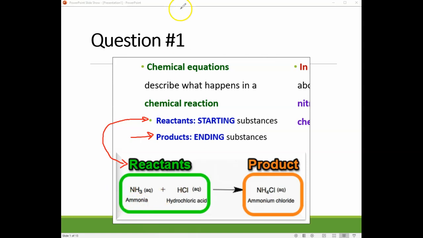So in this case, ammonia and hydrochloric acid are what we are starting with, our reactants. Whereas over here we have our products. Products are what we end with. Those will be on the right-hand side, in this case, ammonium chloride. So for question number 1, you should be able to pretty easily identify what things are on the starting side. Those will be the reactants. What things are on the product side, on the ending side, that will be the products. Go ahead, pause the video, and continue playing when you're ready.